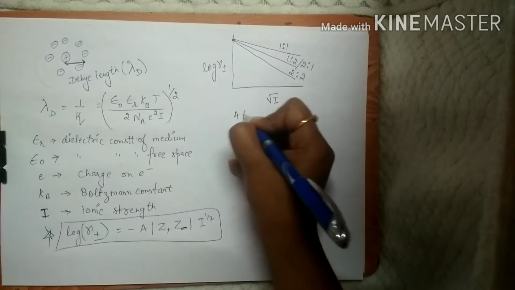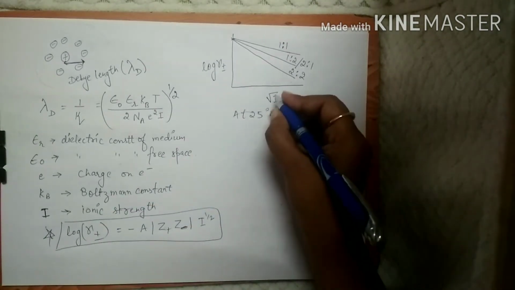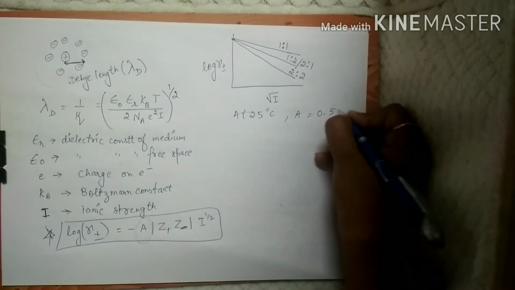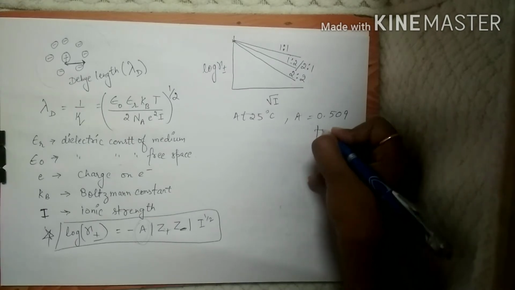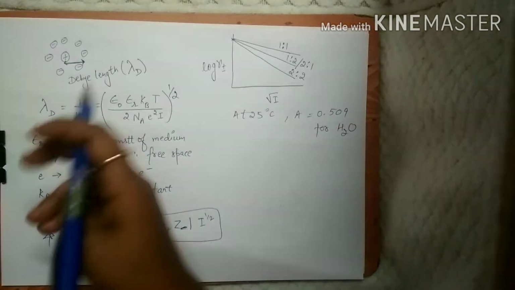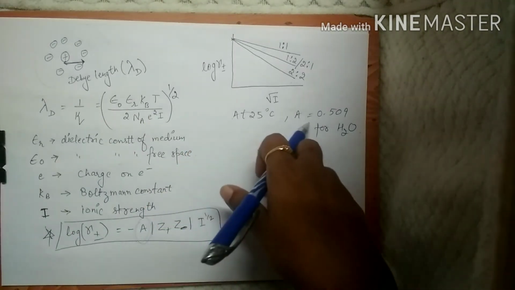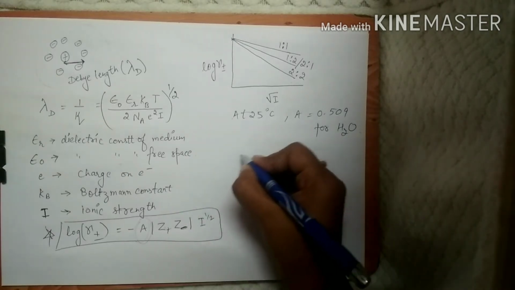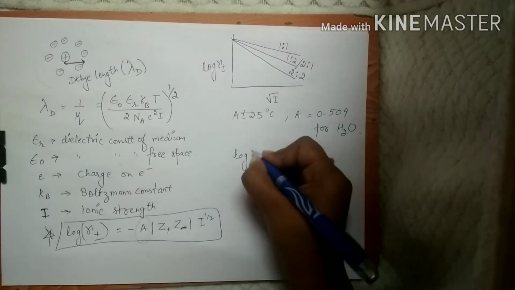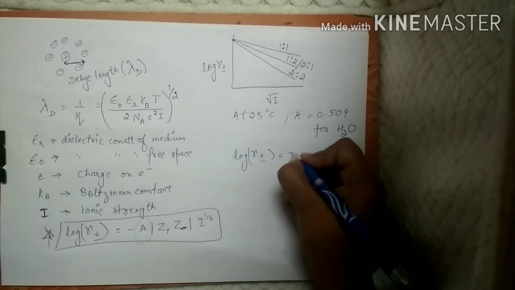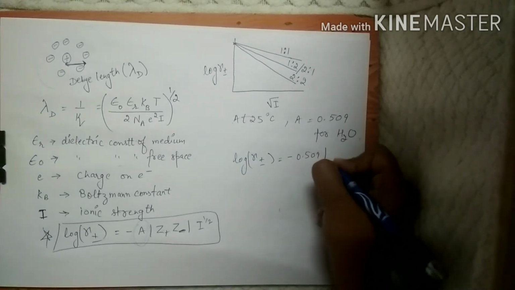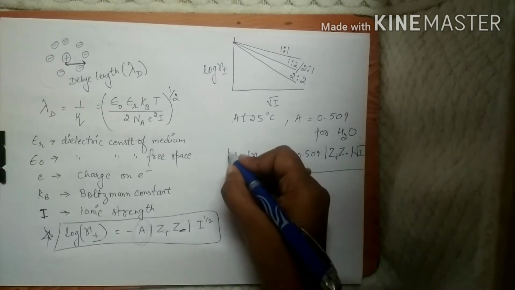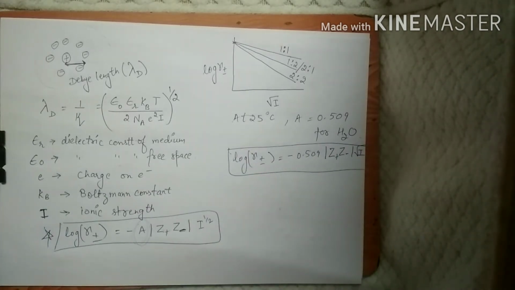Also, at 25 degrees Celsius, the value of this capital A is 0.509 in the case of water. If the solvent is water, then at 25 degrees Celsius the value of A is 0.509. So for water as a medium, the formula becomes log of gamma plus-minus equals minus 0.509 |z plus z minus| root I. This is for water as a medium.